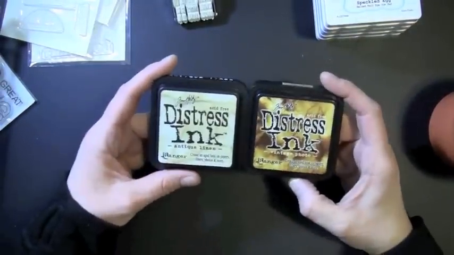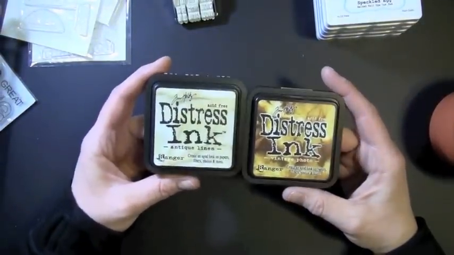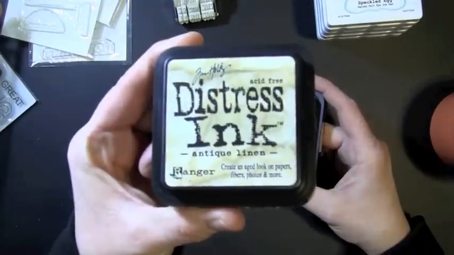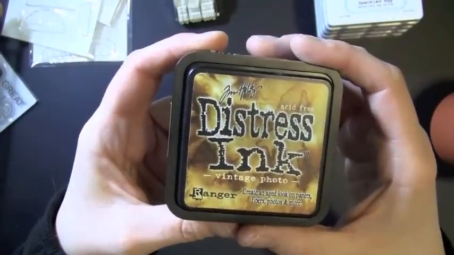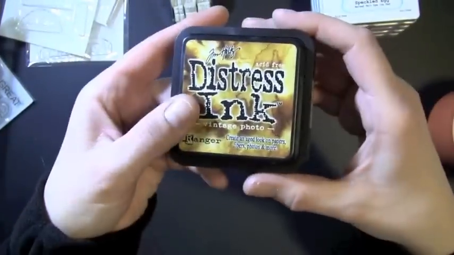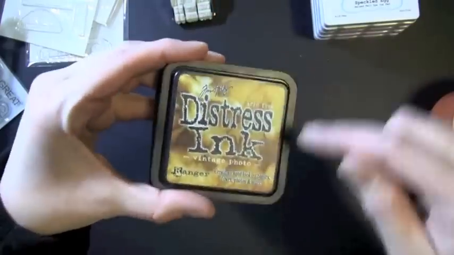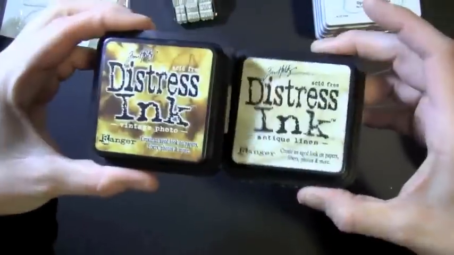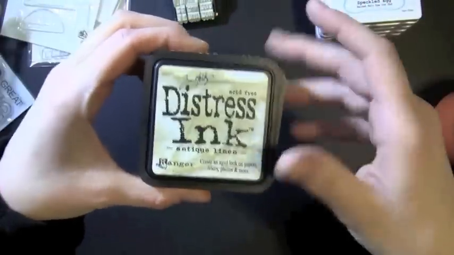Distress inks. I mean, I love all of the distress inks, but if you watch my videos, I'm usually antique linen or vintage photo. My other one is tattered rose. If you don't have distress inks and you want to try them, I would recommend these two along with the tattered rose, because most of these you can find at your local stores. You don't have to order online or anything like that.